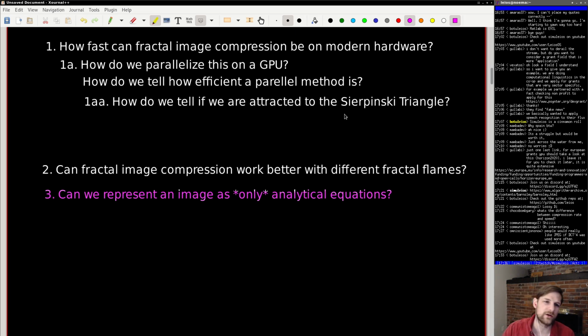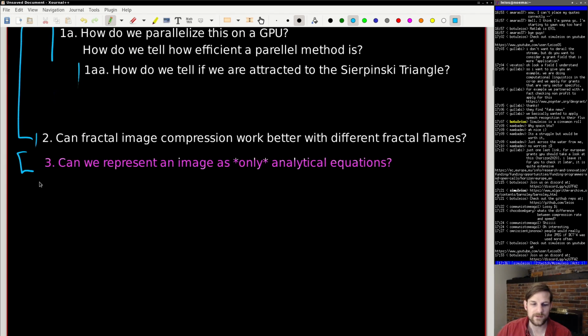We talked a few days ago about how to do the parallelization, talking about GPUs and all this kind of stuff. We also talked about how to tell if you're attracted to the Sierpinski triangle. We talked about fractal flame methods. Basically we've covered all these things, and we need to cover all of these before we can tackle number 3, because we need a good implementation of fractal image compression. So there's a number of things that we could do.